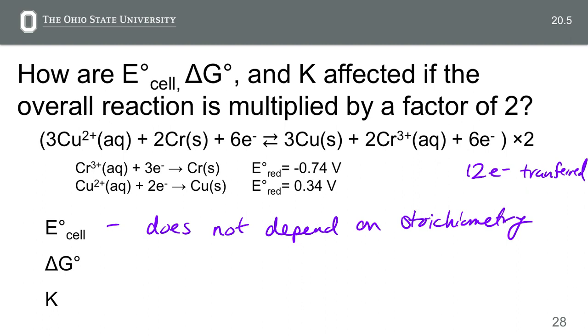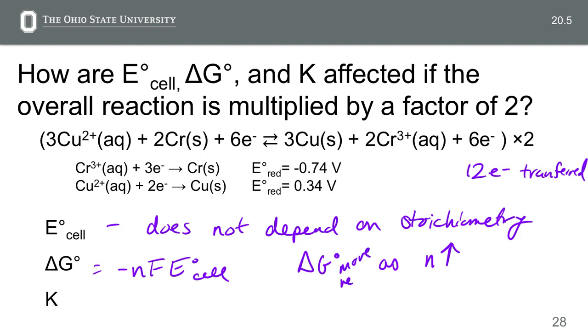For delta G, this does depend on the number of electrons transferred, because delta G equals minus nFE. So if we increase the number of electrons transferred, delta G increases. Wouldn't it be getting more negative though? Well, okay, yes, good point. More negative, so it would be going lower and lower. Yes, more negative, larger magnitude.